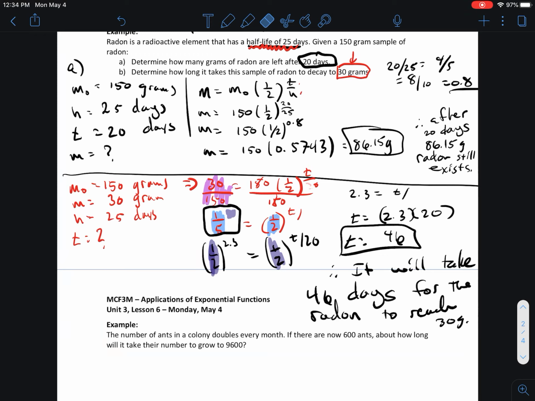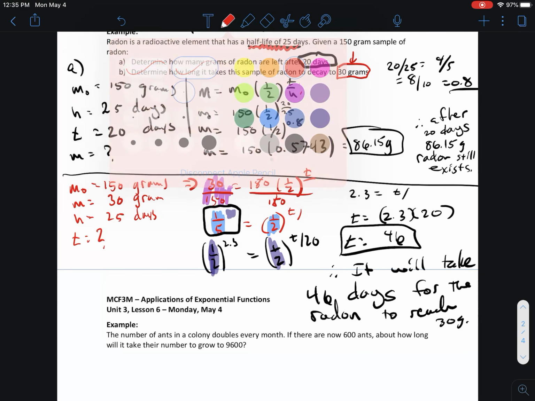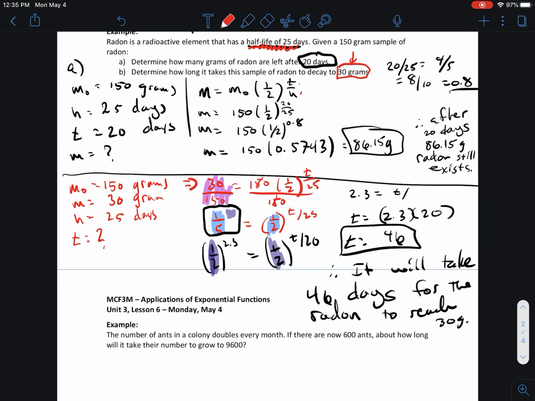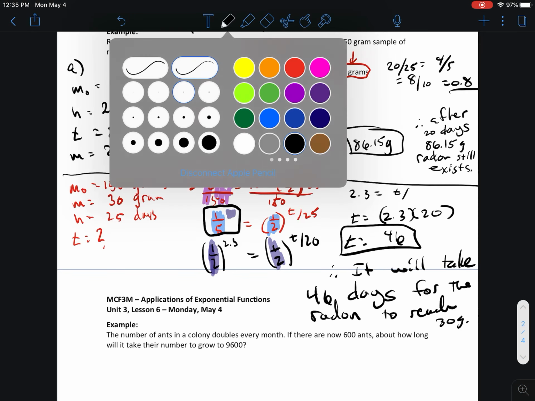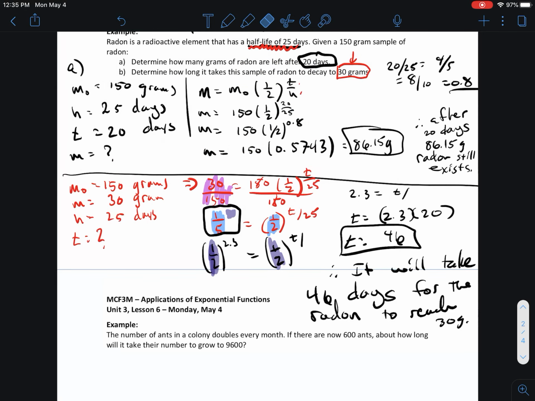Well, maybe did I type? Sorry, I did one little thing wrong here. Normally you probably would have caught me doing this. The t value isn't 20, sorry, or the h value. The h value is 25 days. I wrote that down wrong from the beginning. Not that it's a big deal. It just changes a little bit.